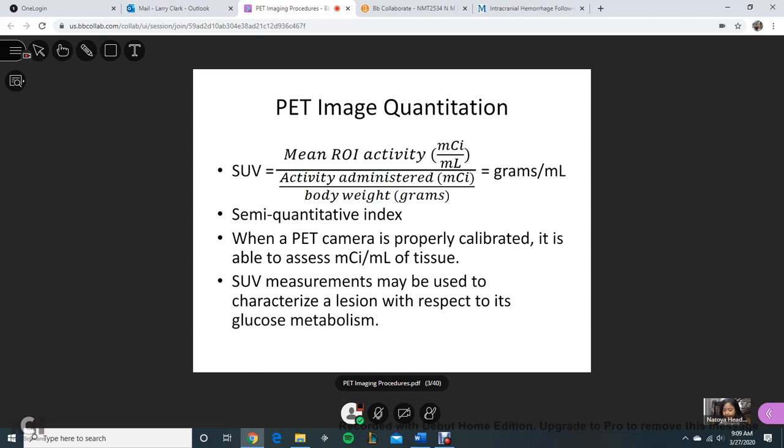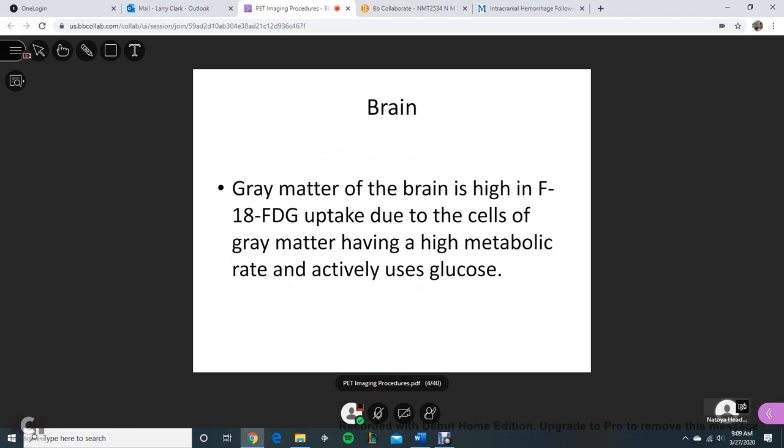SUV measurements may be used to characterize a lesion with respect to its glucose metabolism. So that was what's in the syringe minus what's left in the syringe. The dose that you drew up for your actual study, and the amount that was left in the syringe after you gave it to the patient, the difference of those two is what you really gave the patient.